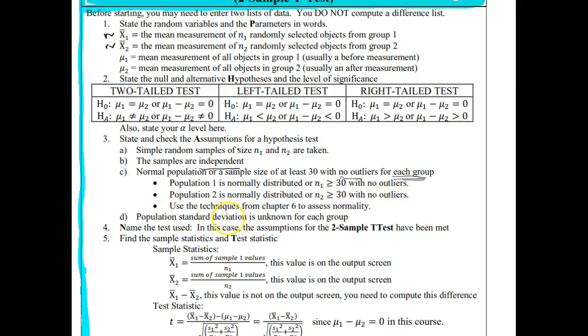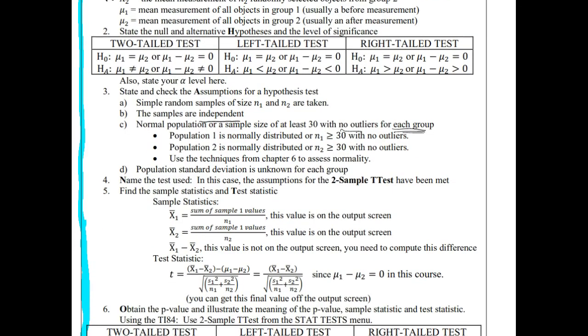Again, just reminding us about the techniques from Chapter 6 to assess normality. And in this case, the population standard deviation needs to be unknown for each group, which is almost always the case. So if those conditions are met, then we can run the two-sample t-test.